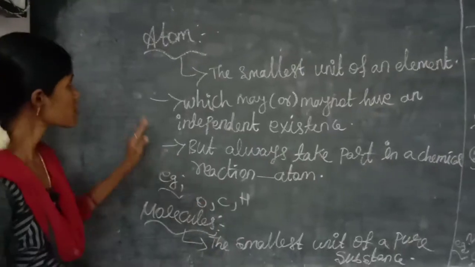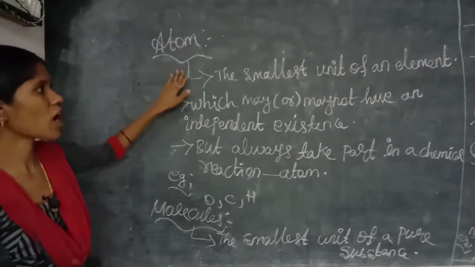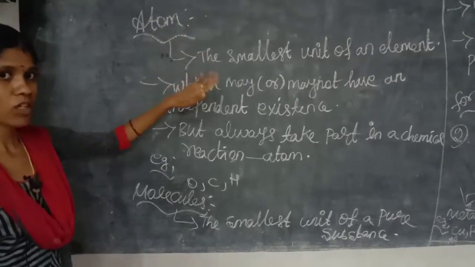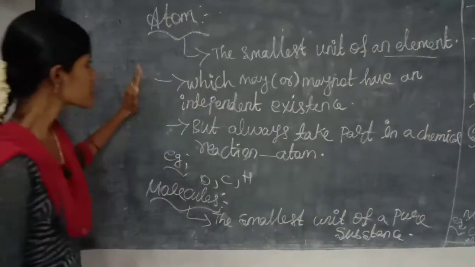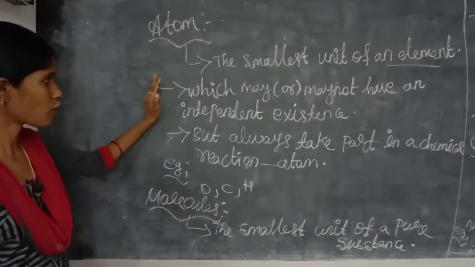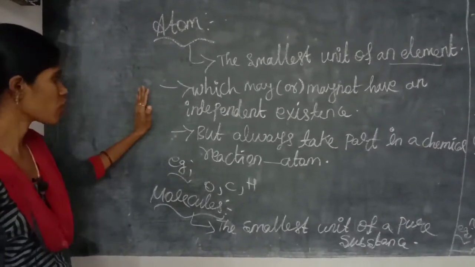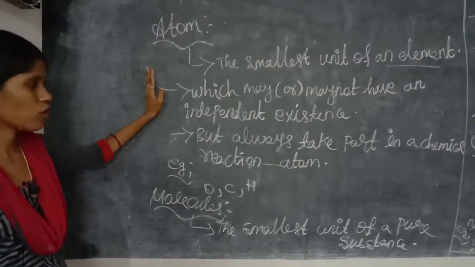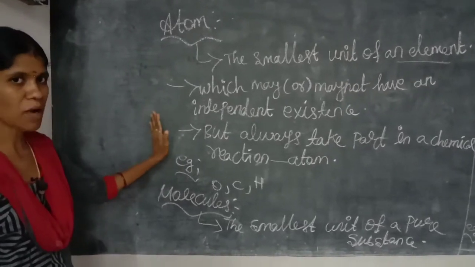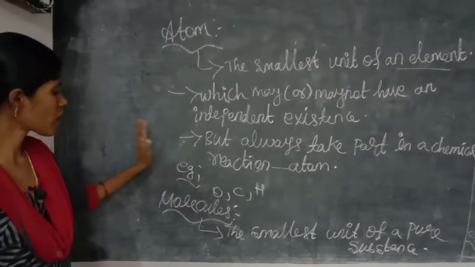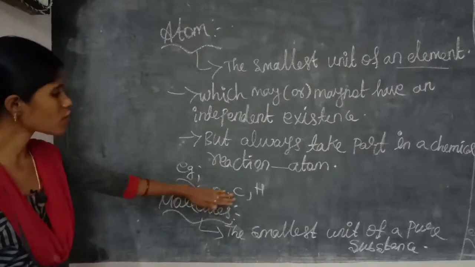Students, next we are going to learn about the definition of an atom. What is meant by atom? An atom is the smallest unit of an element. This atom may or may not have an independent existence, that means it depends on something else. The atom always takes part in a chemical reaction. For example, oxygen atom, carbon atom, and hydrogen atom. These are the different types of atoms.